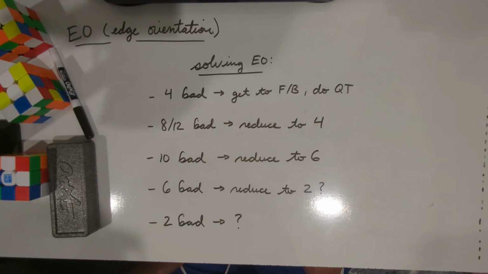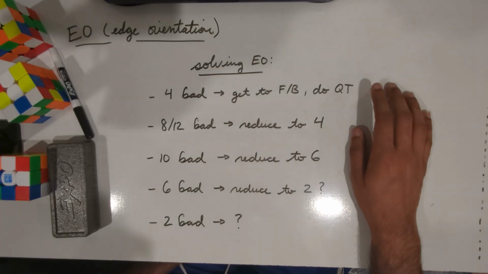Using the first of those 4 properties is actually the most useful, since it tells us how we can solve EO. We basically need to get all 4 bad edges onto the same F or B face, and then if we do a quarter turn, we just turn all of them into good edges. Solving 4 is actually pretty easy then. Just note that you can't use any F or B quarter turn to get them onto the same face.